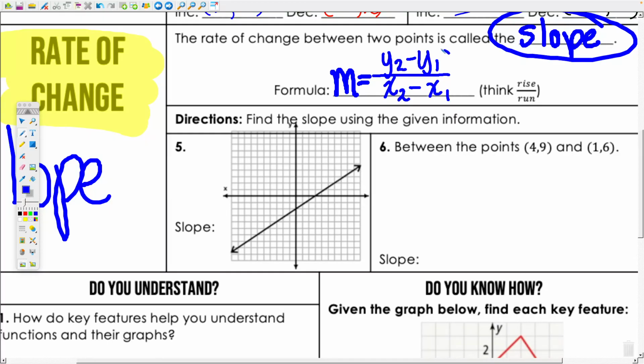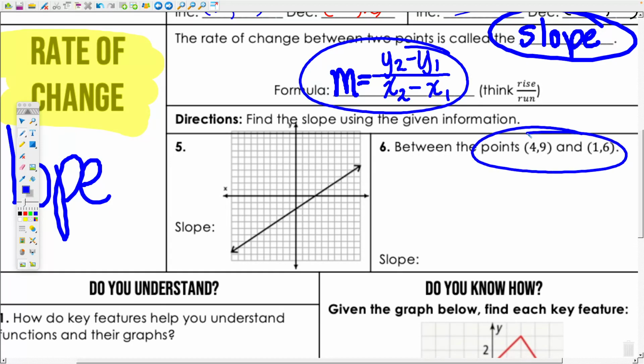You will use the formula when I give you points. You will use rise over run when I give you a graph, okay? You see the difference? Formulas when I give you a point, rise over run when you see the picture of the graph, okay? Let's do the graph.